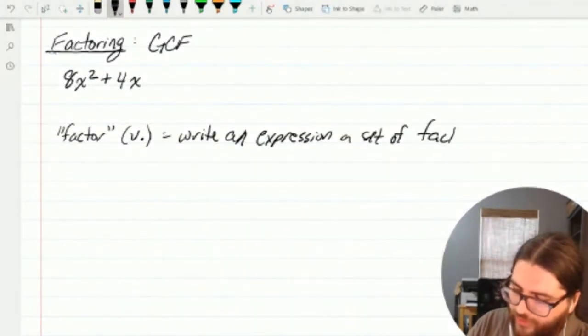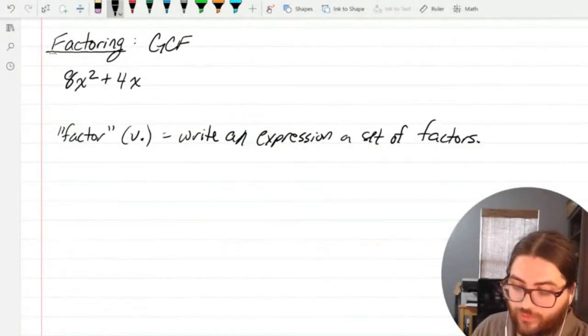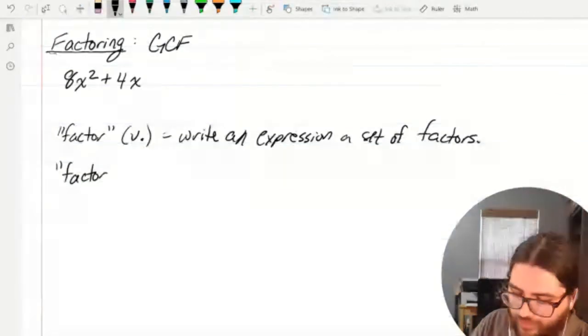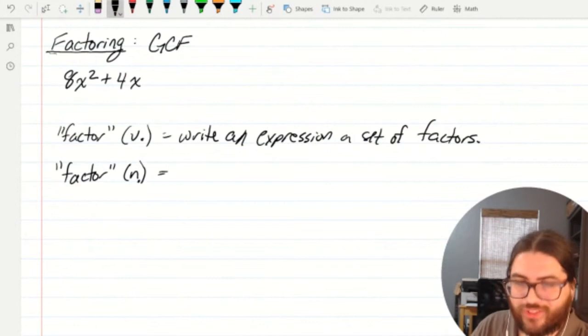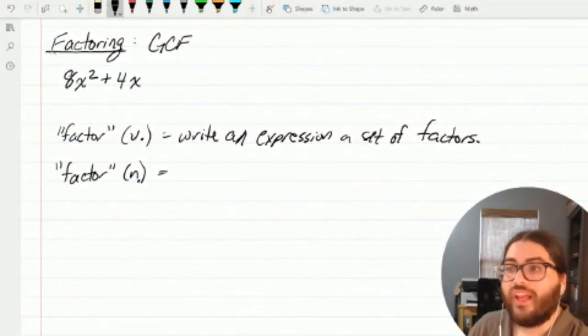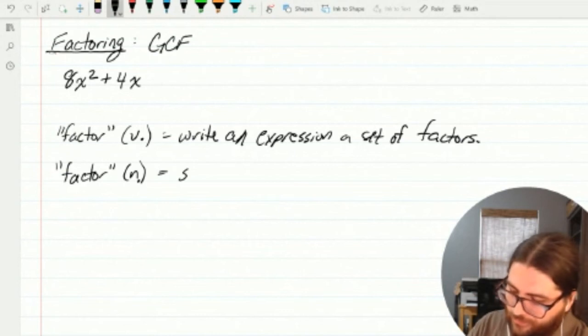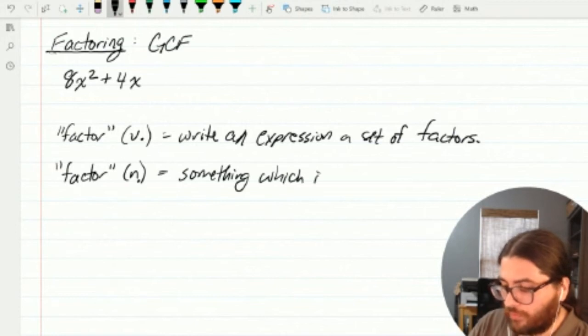Notice how factors, in this case, this factor is a noun. That must mean I have to give you the definition of factor as a noun. Factor, noun. Feel like a dictionary today. So a factor is something which is multiplied. And I know that seems a little silly, but it's true.